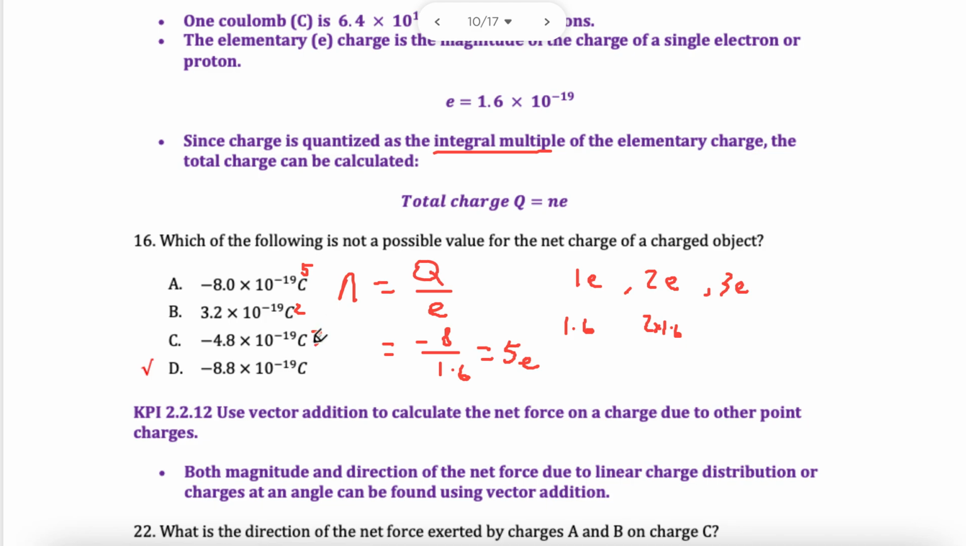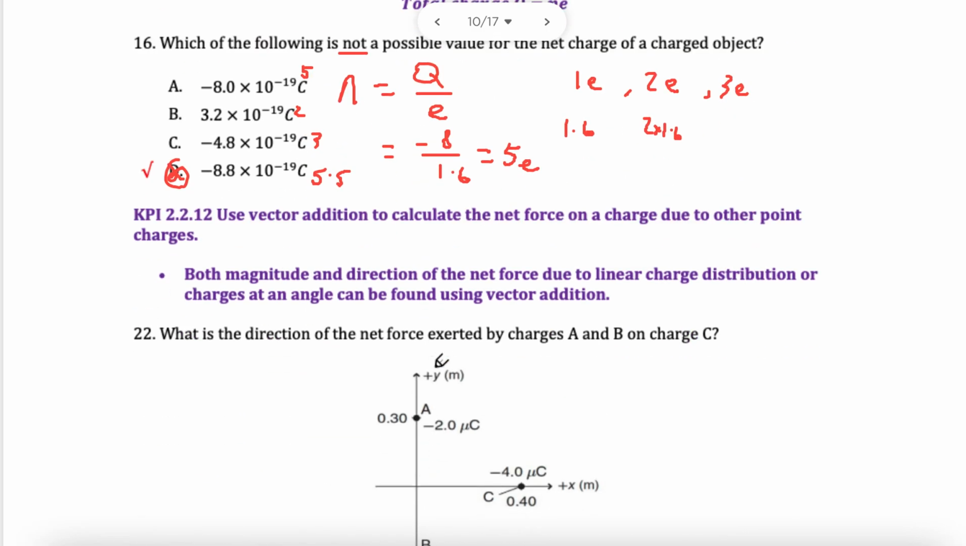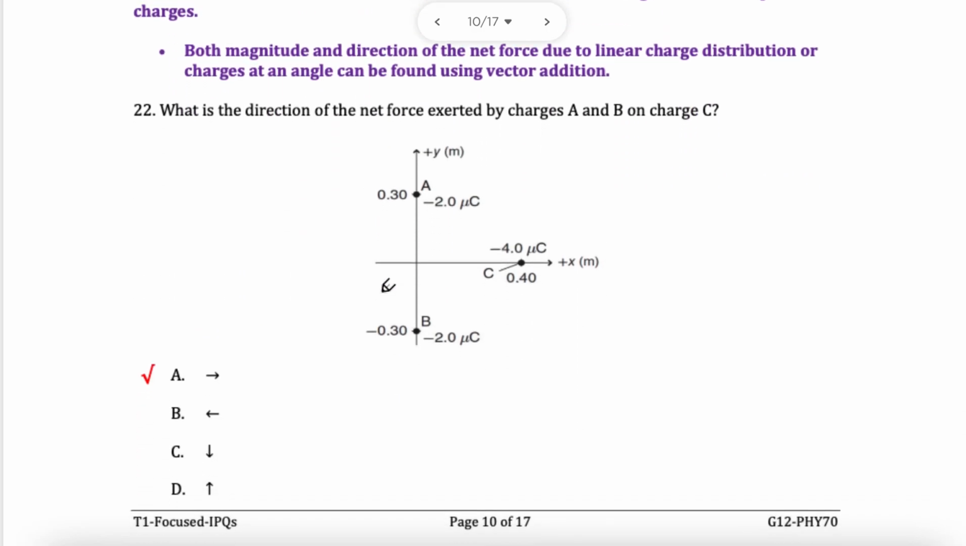8.8 divided by 1.6. I get 5.5. Not allowed. 5.5 is not possible. This is the answer because it asks for which one is not possible. I hope that makes sense.